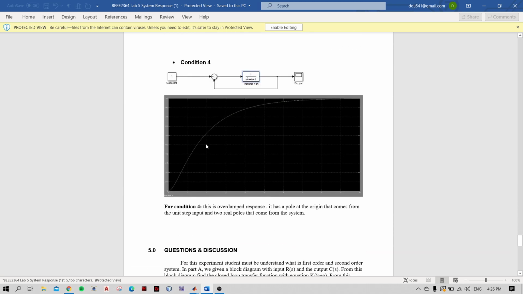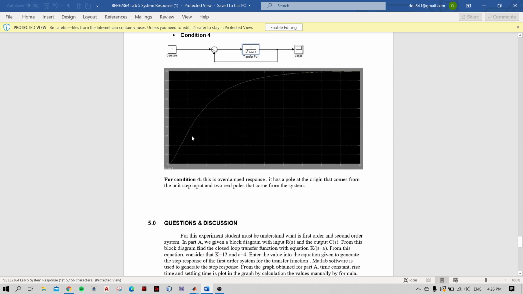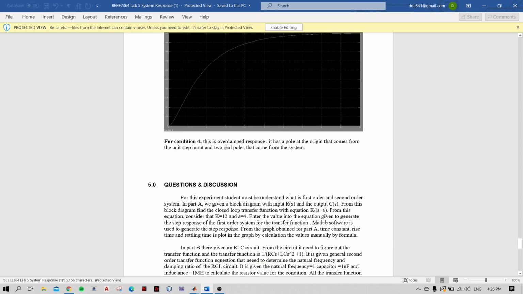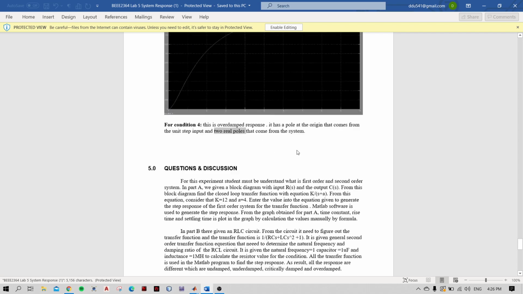And then we go to the last condition, condition 4. Condition 4 is an overdamped response. It has a pole at the origin, just like the others, that comes from the unit step input, and there are 2 real poles that come from the system.